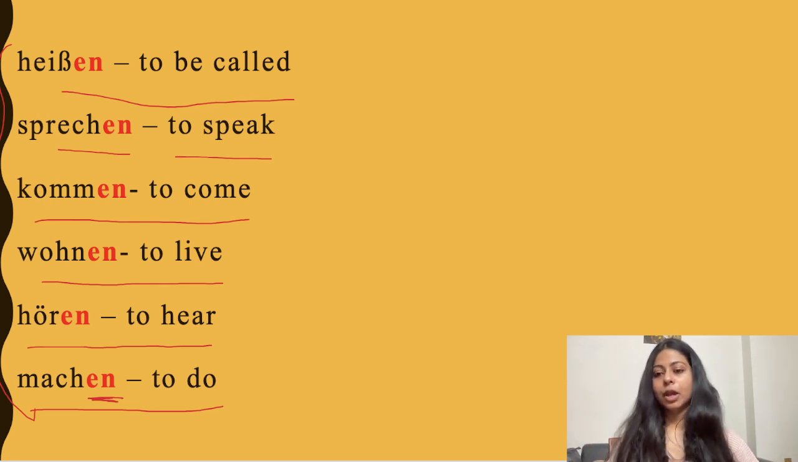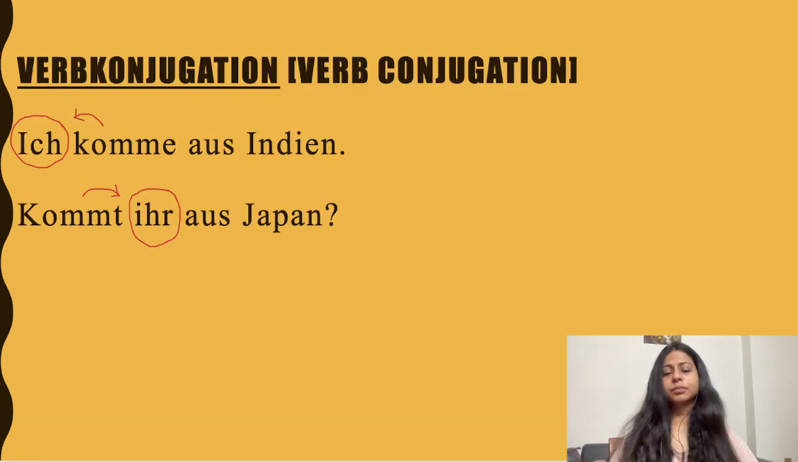Now, however, when we make a sentence, the verb has to be conjugated. That is what the rule is in German. The verb has to be conjugated. Now we will see how the verb is conjugated. Verb conjugation. Now here are two examples. As you could see, both the sentences have same verb, kommen. Kommen is the verb here. So as you could see, in both the sentences we have used kommen as the verb.